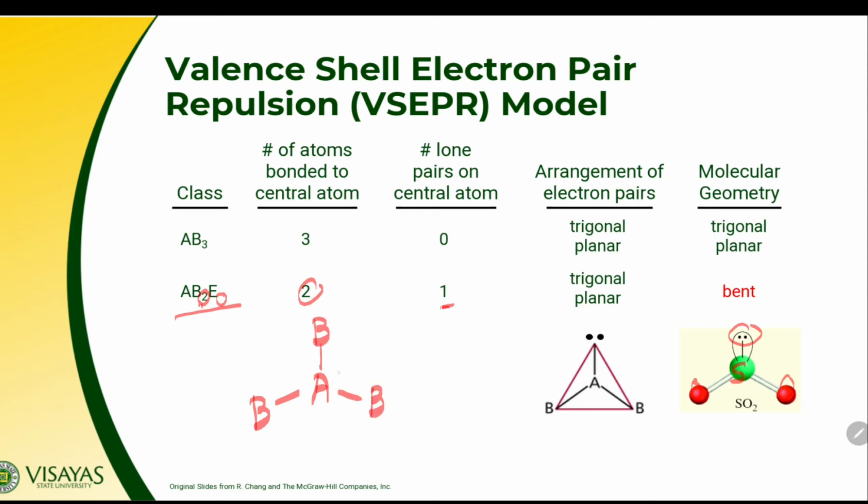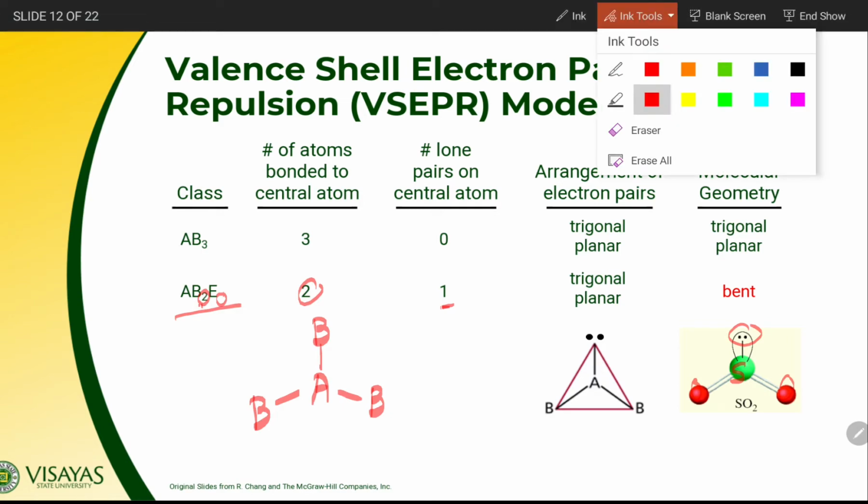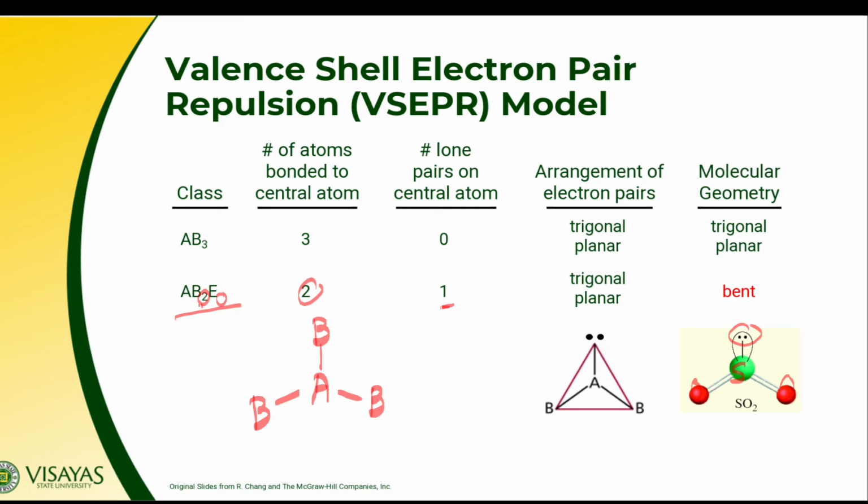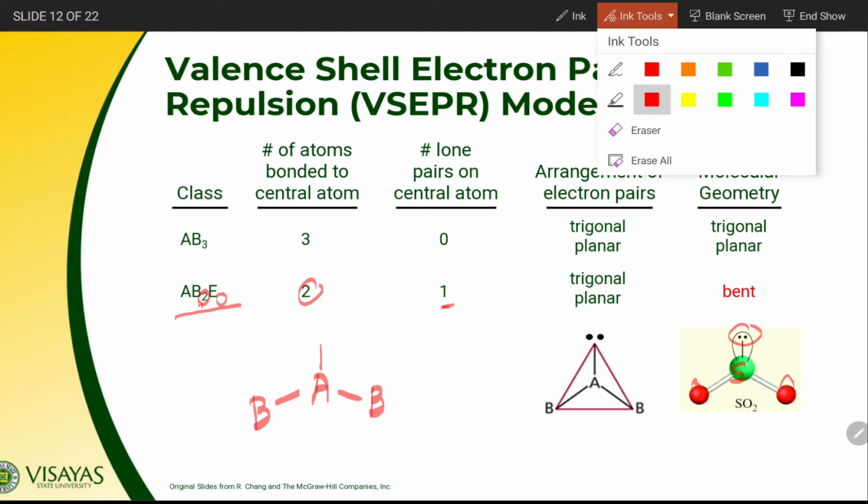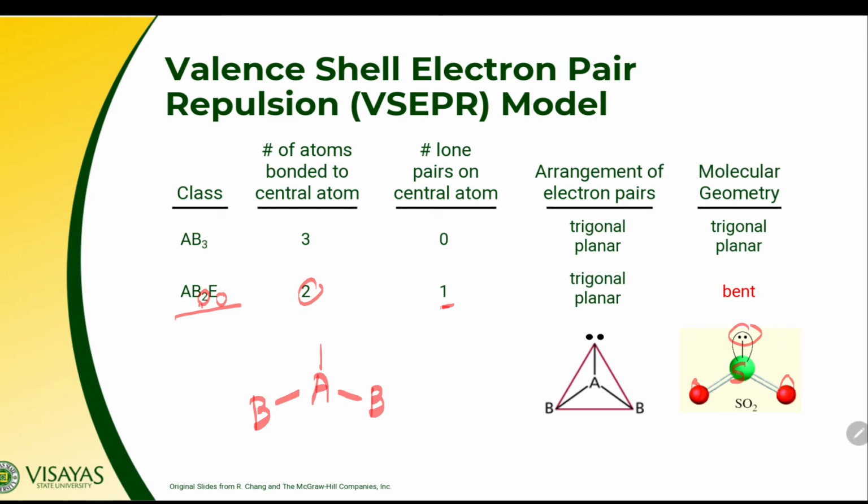So this is AB3. When we have AB2E, one of the atoms bonded will be replaced with a lone pair. So for example, we will replace the atom at the top now with a lone pair. Okay, so this is now AB2E. We have our 2 atoms bonded to the central atom and we have our 1 lone pair. Okay, so this is how you draw AB2E.